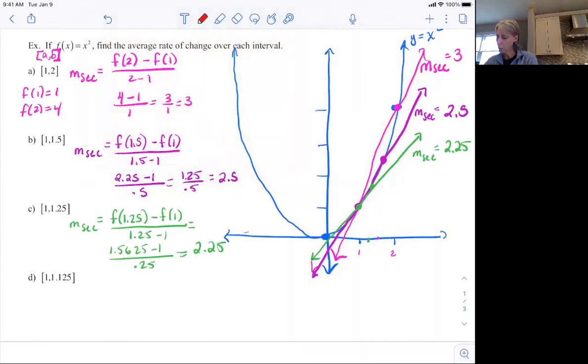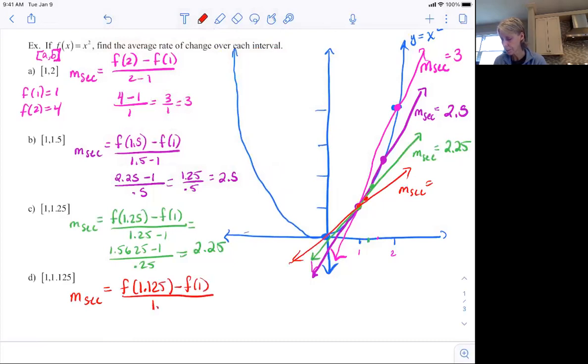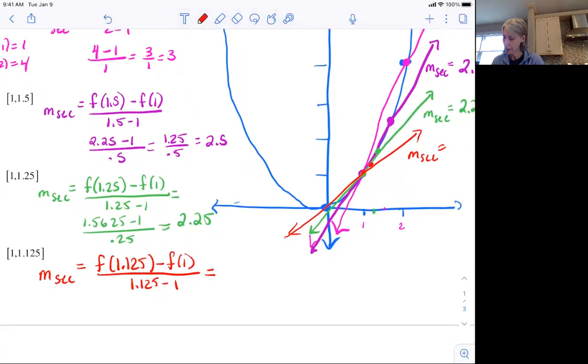And now we're going to go between the points 1 and 1.25. So 1 is my new point, and 1.25 would be the point on that parabola that we can barely see anymore. And we're going to find the slope of this secant line. I'll give you a second to work that math out, or pause the video for a moment. And you should get 2.125.